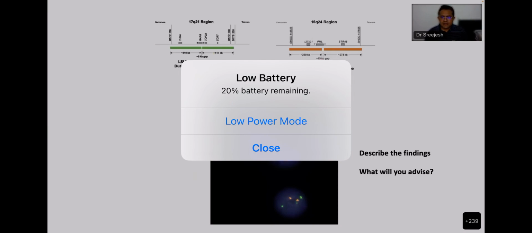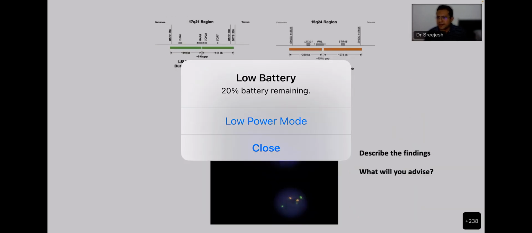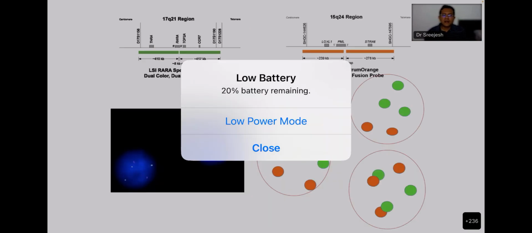Normally we get two copies of PML and two copies of RARA. That's a normal pattern. If there's a translocation, you get fusion. But you can have a variant pattern where there are three copies of RARA and two copies of PML. This is a clue that this is not PML-RARA. This is some other variant RARA translocation, and you can also use a RARA break-apart FISH.